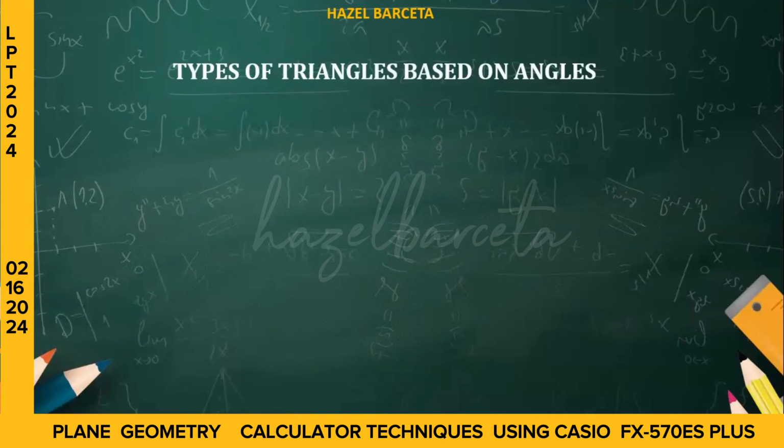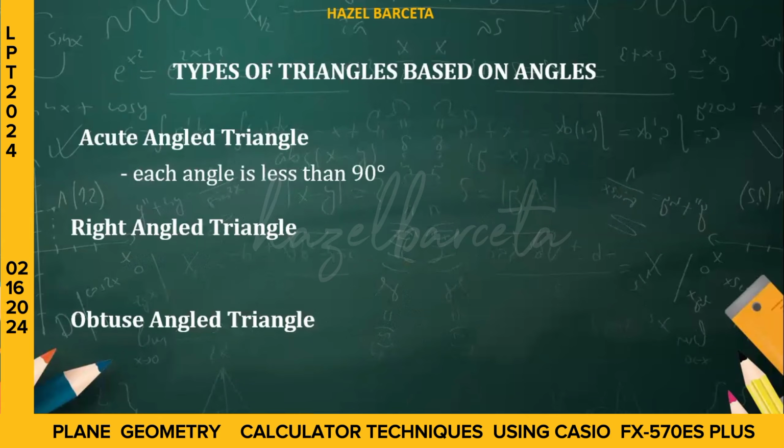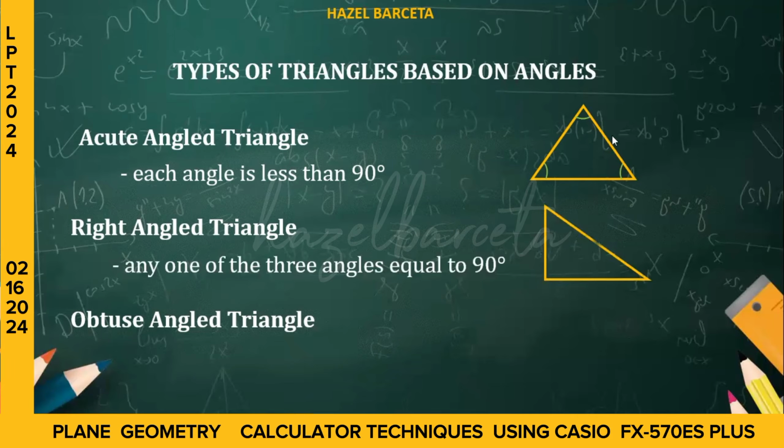Kanya-kanya. So, types of triangles based on angles. We have acute angle triangle. Just like kanina, i-apply lang po natin siya sa triangle. So, each angle is less than 90 for acute. This one, hindi po siya aabot ng 90 ang ating angles.